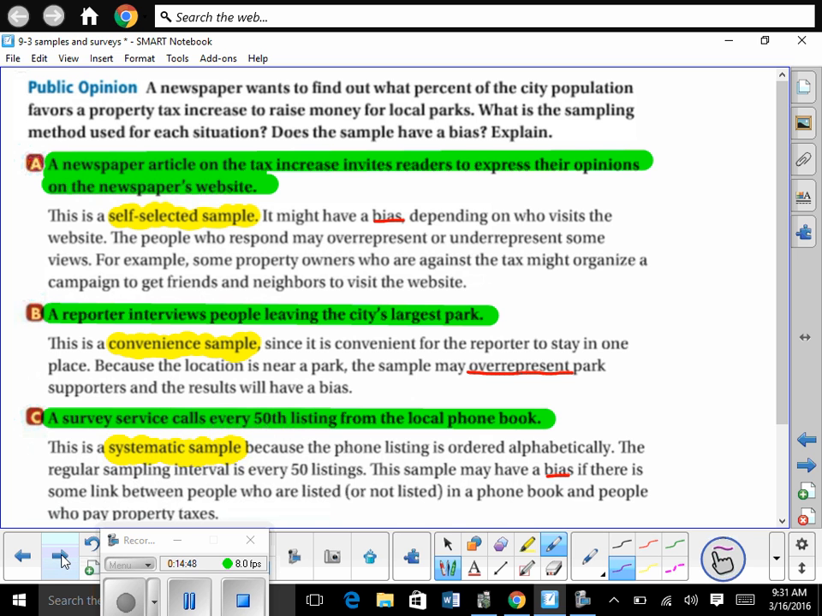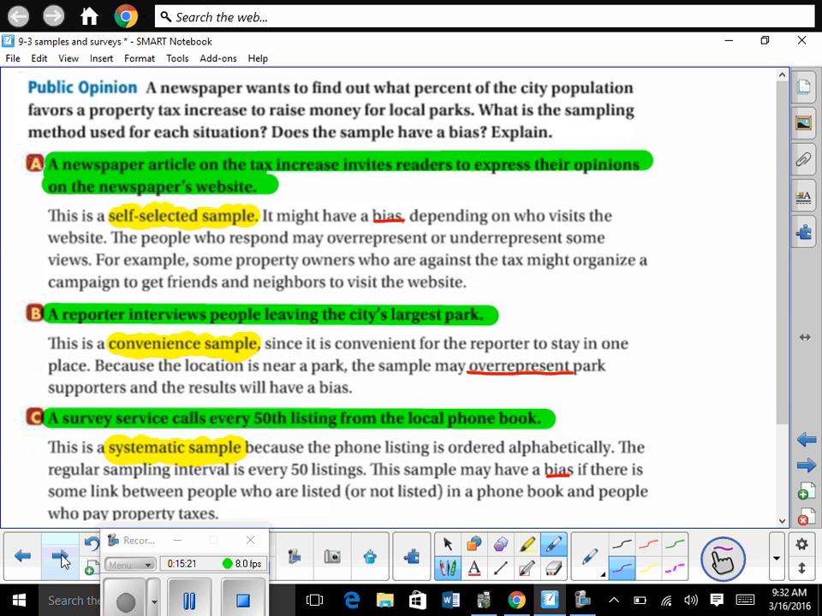So it says, a newspaper article on tax increase invites readers to express their opinions on the newspaper's website. So this is a self-selected sample, right? Aren't the people having to choose to go onto the website to express their opinion? Yeah. Okay, so then it might have a bias depending on who visits the website. The people who respond may overrepresent or underrepresent some views. For example, some property owners who are against tax might organize a campaign to get friends and neighbors to visit the website. Okay, so that was an example. Does everybody understand why it was self-selected?